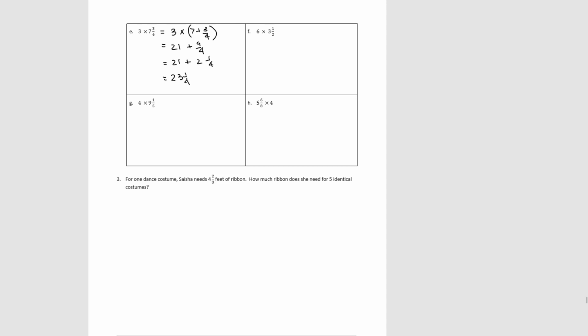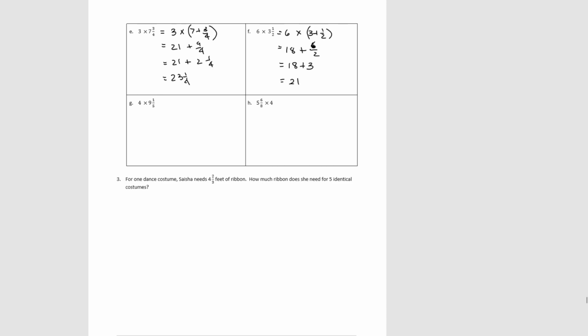Try F. F is 6 times 3 plus 1/2. Multiplying, 6 times 3 is 18, plus 6 times 1/2 is 6 halves, which equals 18 plus 3, which is 21.